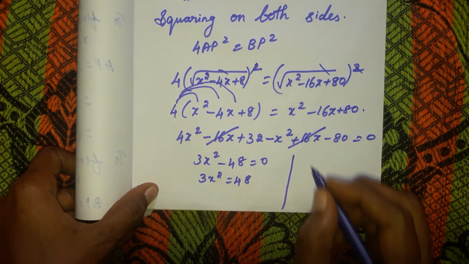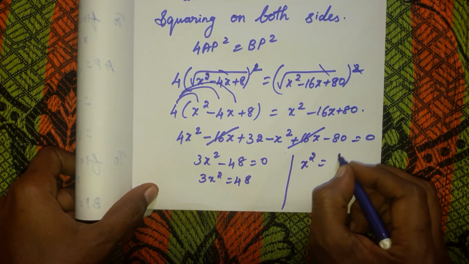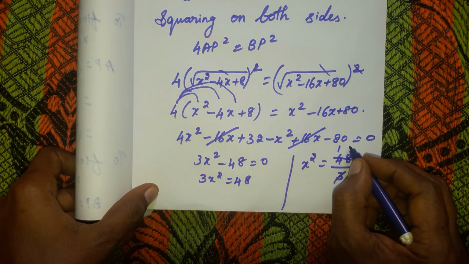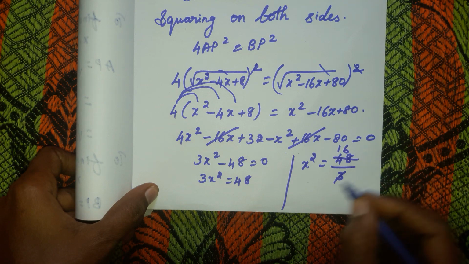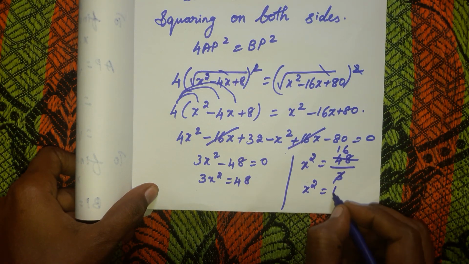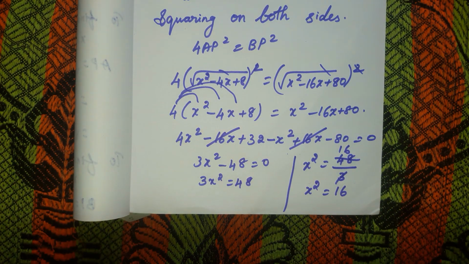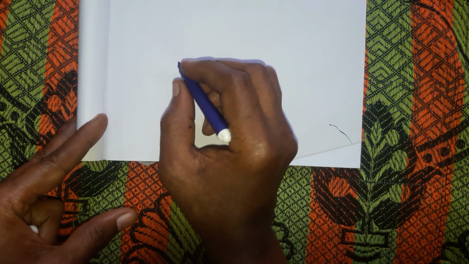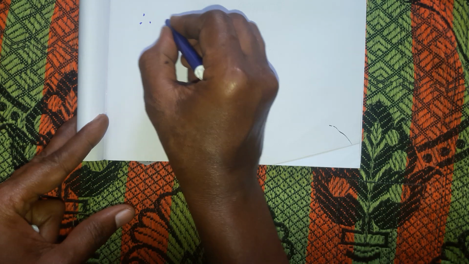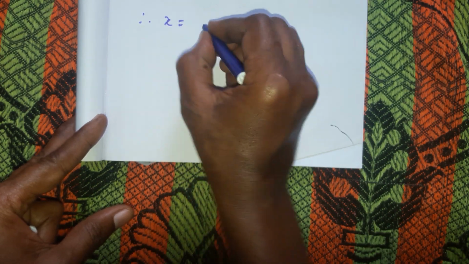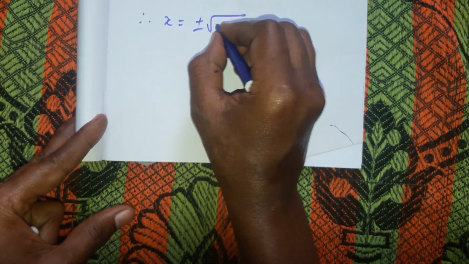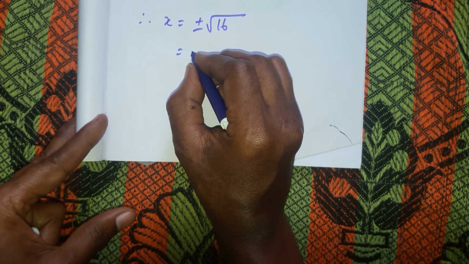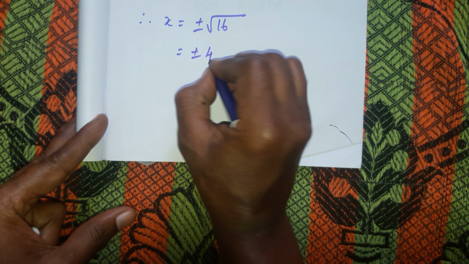Next, what is x square? x square is equal to 48 by 3. 1 3 is 3, 6 3s are 18, so x square is equal to 16. Therefore, x is equal to plus or minus root 16, x is equal to plus or minus 4.